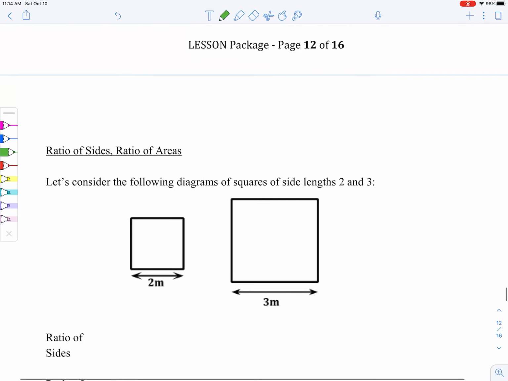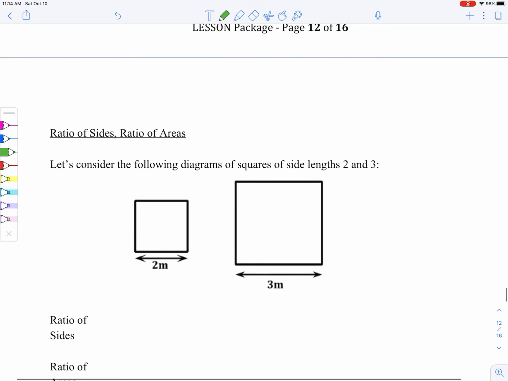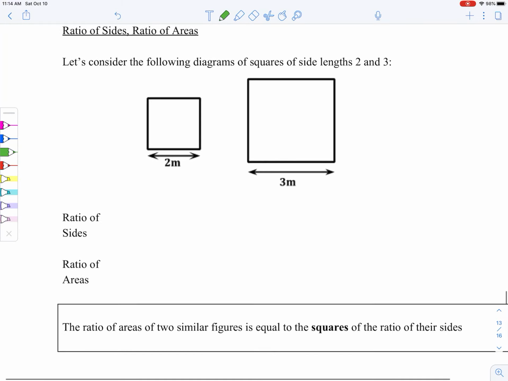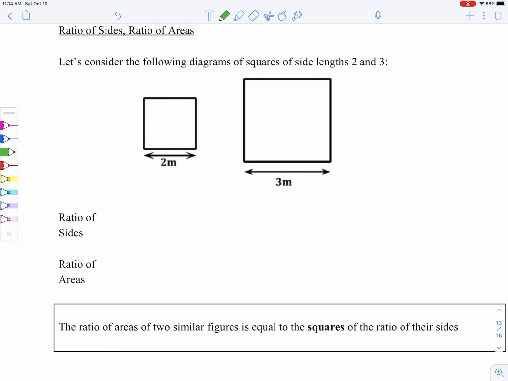For the next part, ratio of sides and ratio of areas. We talked about it a bit in the last lesson. If we have squares with side lengths of 2 and 3, the ratio of their sides would be 2 to 3. But if we're looking at their areas, 2 times 2 gives me 4 meters squared for that one. 3 times 3 would give me 9 meters squared. The ratio of the areas would be 4 to 9.